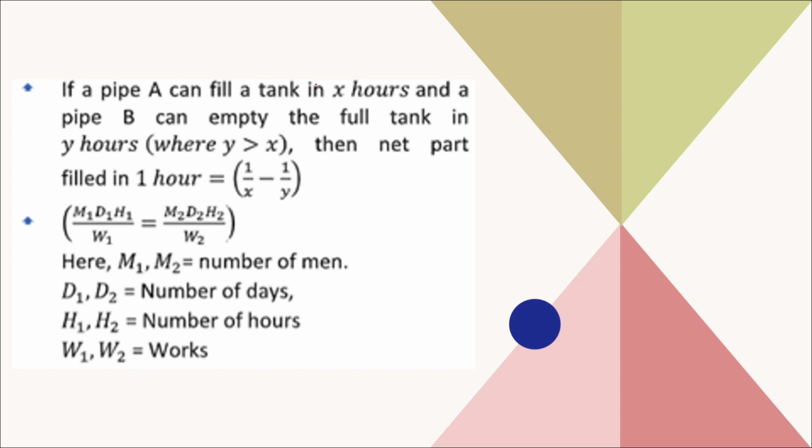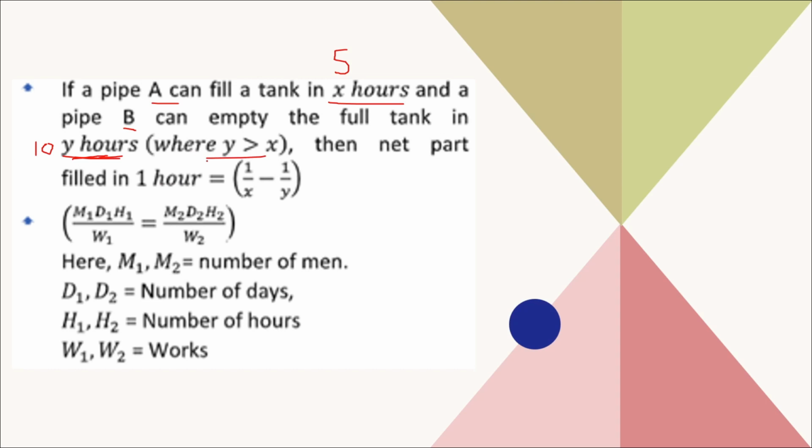If pipe A can fill a tank in X hours and B can empty. Now they are just taking two over here. In the previous screen, I had just drawn the figure. He had taken two inlets and one outlet. Here they have just given one inlet and one outlet. So pipe A can fill the tank in X hours and pipe B can empty the full tank in Y hours. So filling is X hours and emptying is Y hours. Okay, so let's say it takes 5 hours to fill the tank and it may take more hours. Say suppose it may take 10 hours to empty the tank, right?